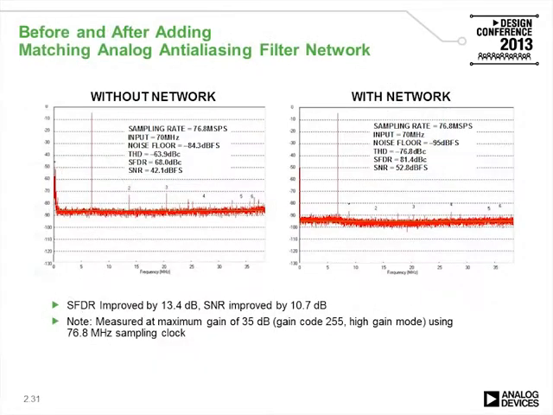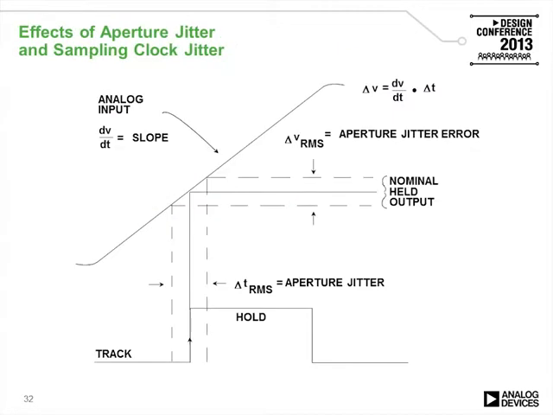Does it make a difference? Well, here's a couple of spectra we can show you. The left one is without the impedance matching network. You can see that with the matching network, on the right, we've reduced the number of spurs and the amplitude of those spurs considerably. The SNR is improved by 10.7 dB, and that's a pretty significant improvement. Now we're going to talk about the uncertainty caused by the sampling.